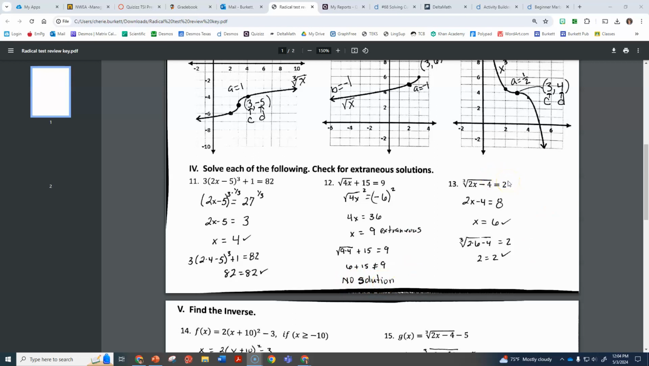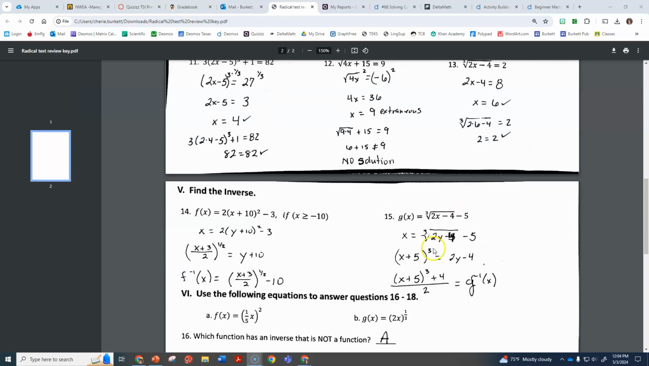Cube both sides, and 2 cubed is 8. Add 4, divide by 2, that's where I get 6. Plug 6 in and it checks.